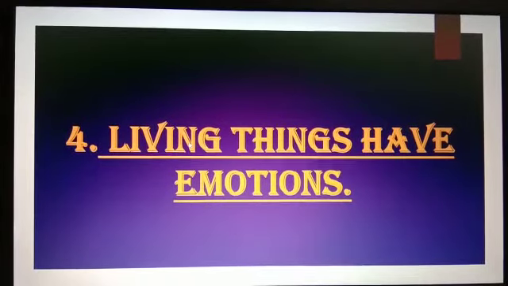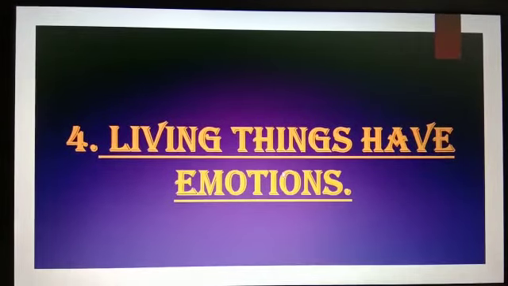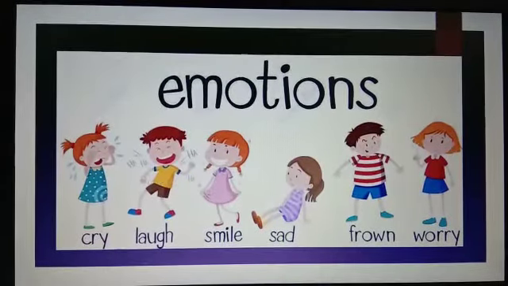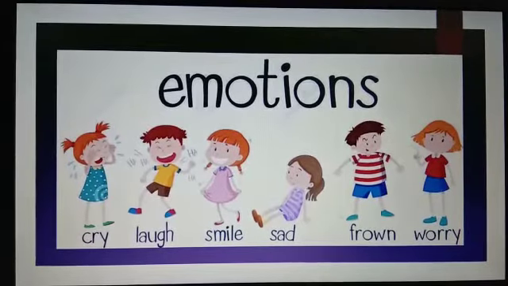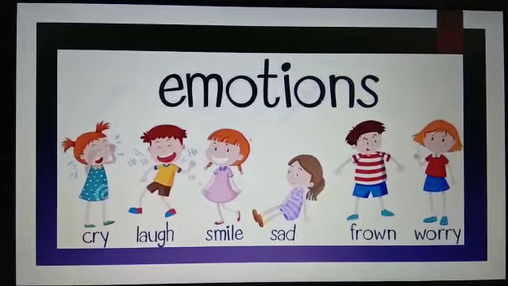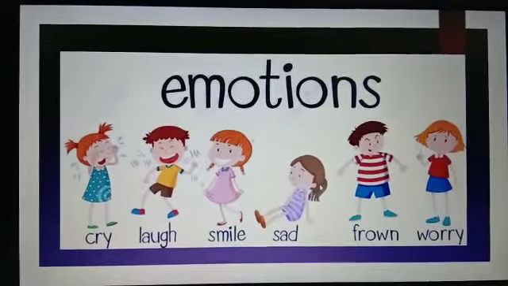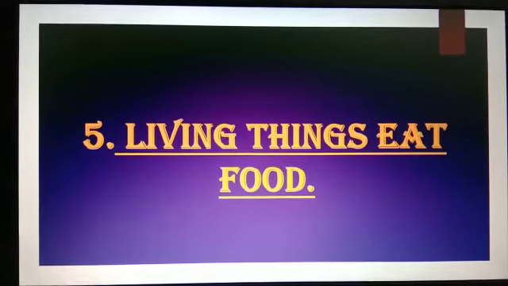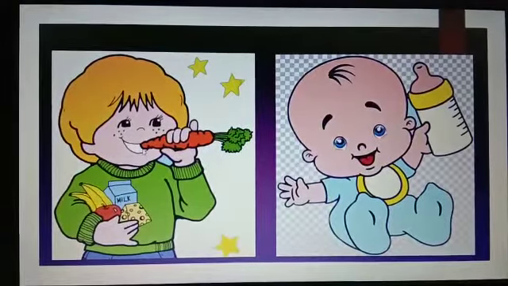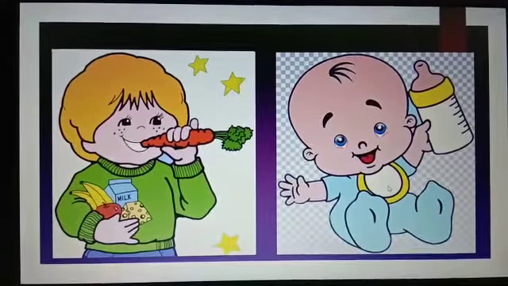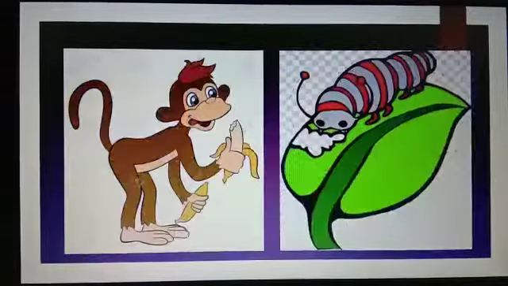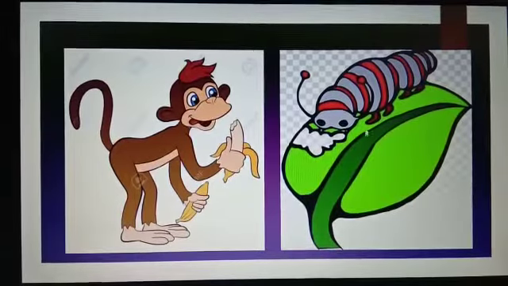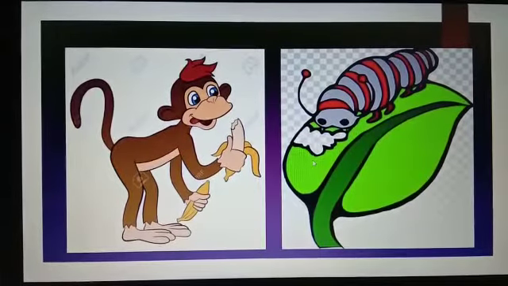Okay, next characteristic is living things have emotions. Now you can see a variety of emotions: cry, laugh, smile, sad, frown, worry. Living things have these emotions. Next characteristic is living things eat food. You can see that this boy is eating a carrot. The small baby is having a bottle of milk. Next, a monkey is eating a banana and this caterpillar is eating a leaf.